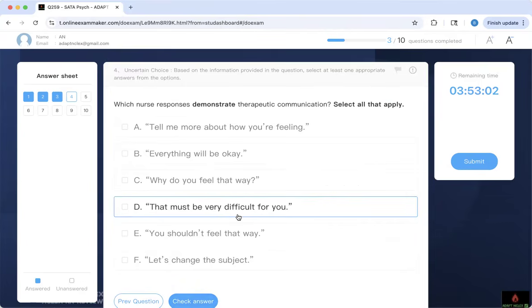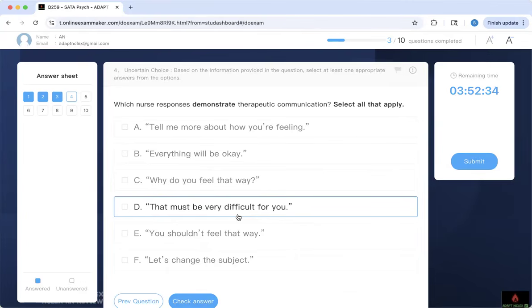Which next response demonstrates therapeutic communication? NCLEX is going to ask you about therapeutic communication, a psych, mental health concept. You have to know therapeutic communication. And the key to answering the question: tell me more, ask for more, don't judge. Tell me more about how you are feeling. Is that therapeutic? Everything will be okay. Is that therapeutic? Why do you feel that way? Is that therapeutic? That must be very difficult for you.